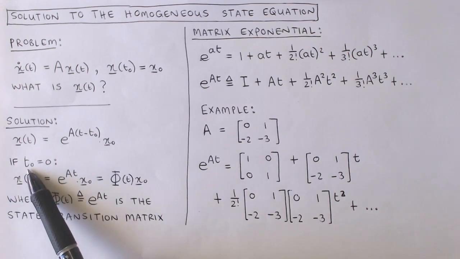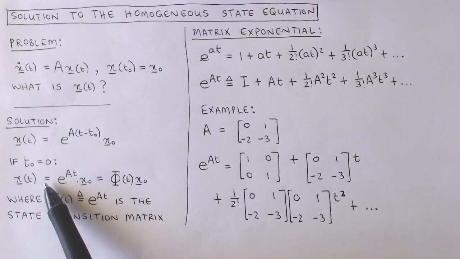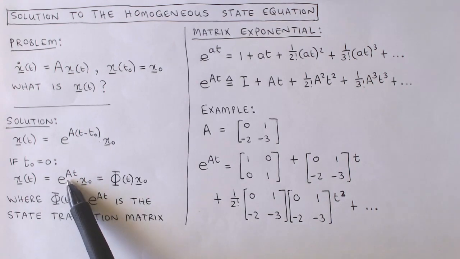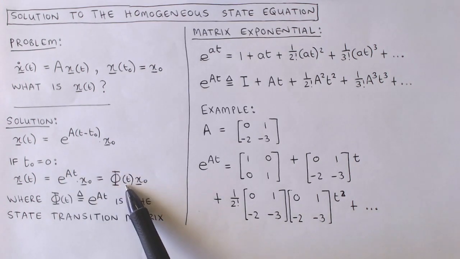If the initial time t0 is 0, the solution can be written as x of t is equal to the matrix exponential of A times t times a vector x0. The matrix exponential of A times t is a matrix that we will use often. We call it the state transition matrix and denote it with capital Phi of t. If we have the state transition matrix, calculating the solution to the homogeneous equation is easy. We now move on to the question of how to find the state transition matrix.